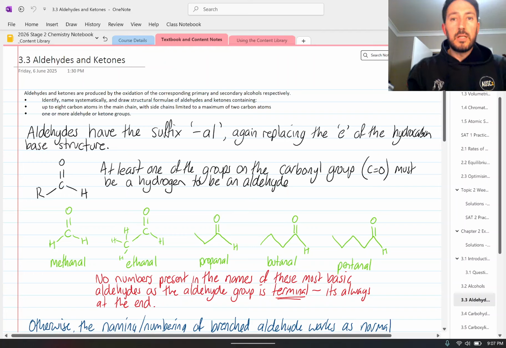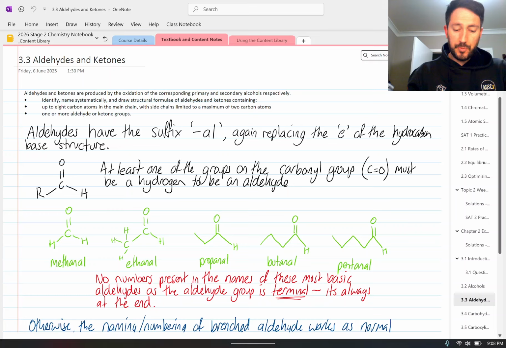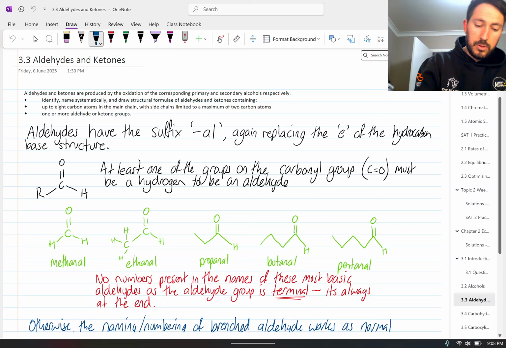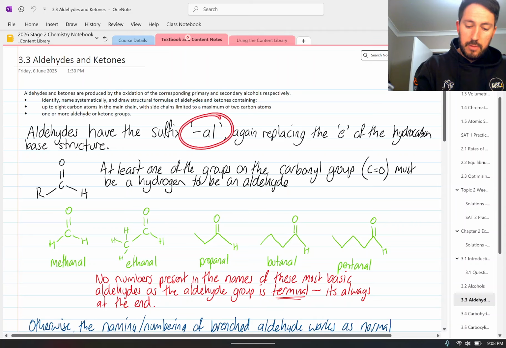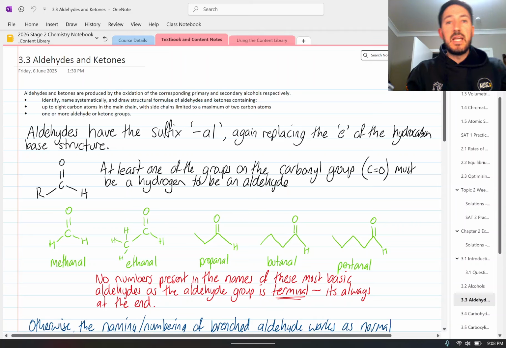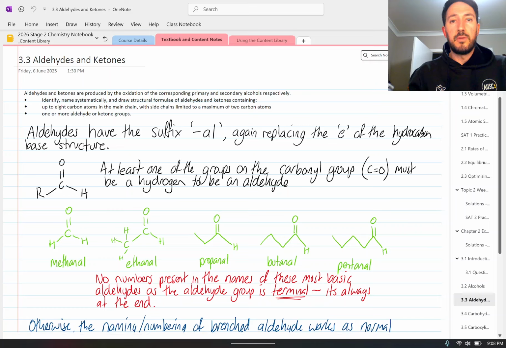Now, aldehydes and ketones are related functional groups. That's why they're in the same subtopic together. And we're going to start with the arguably more simple of the two, which is an aldehyde. So aldehydes have the suffix, the ending of the name of their molecules, as -al. That replaces the e at the end of our base name. So for example, pentane changes into pentanal.